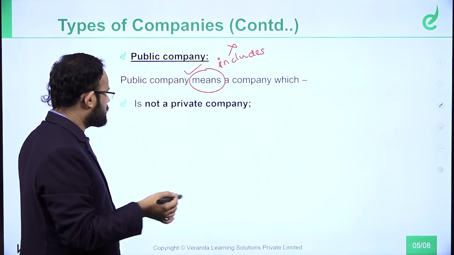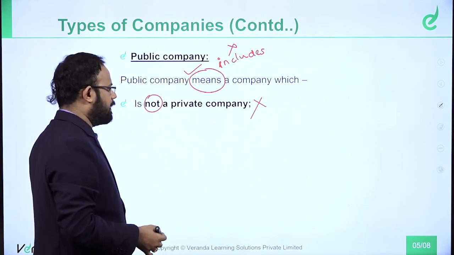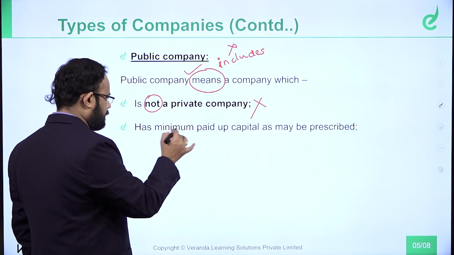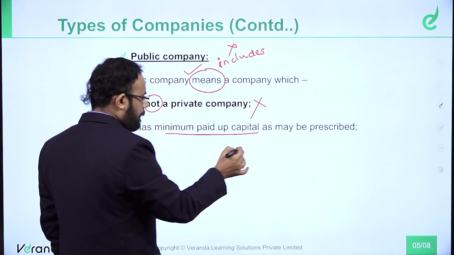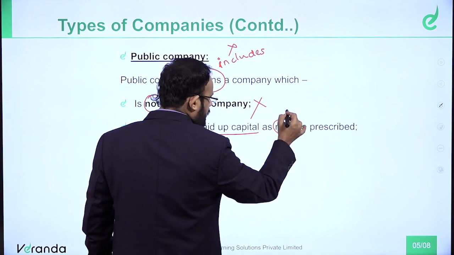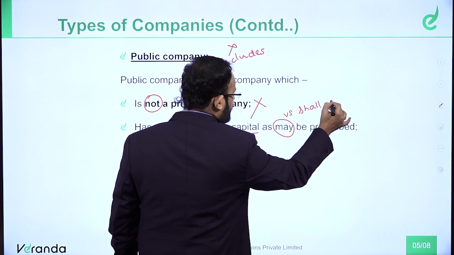Meaning, which is not a private company. So when it is not a private company, it is what company? Public company. Definitely it will have minimum paid up capital as may be prescribed. May be prescribed. Here, may versus shall. So that also will be studied in interpretation of statute.